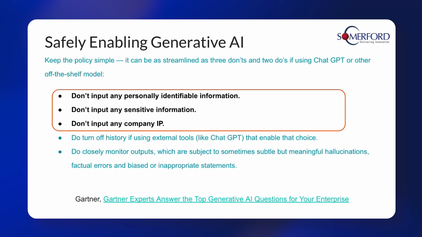So turning off the history is a good one if the tools enable that. And closely monitor what's being inputted and outputted to these models as well. So this is again fact checking the results that come out of the AI models.